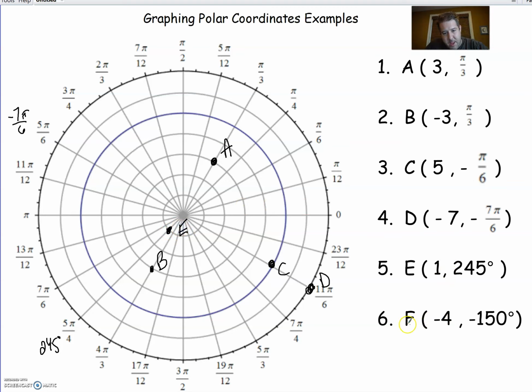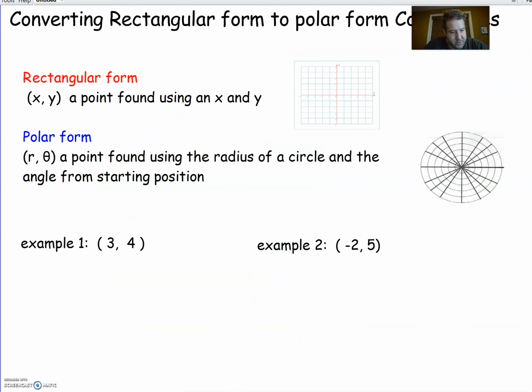That's point E. F is -4, -150. -150 is 30 degrees short of 180, which would be right here. So this would be -150 degrees. But then I'm going to go -4, which means I'm going to go the other way. 1, 2, 3, 4. Right there is point F. All right, hopefully that covers that.